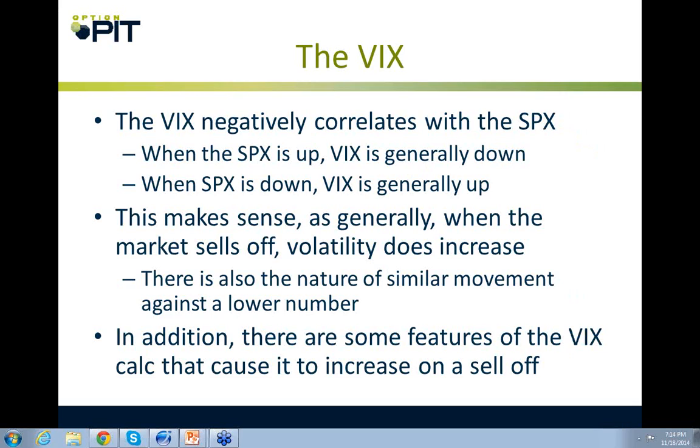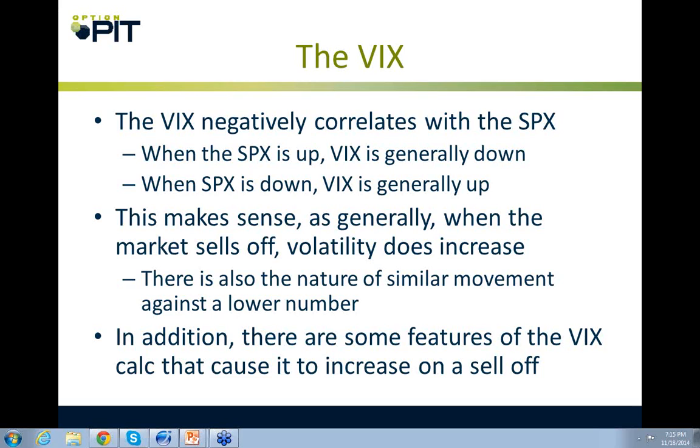On top of that, there's the nature of similar movement against a lower number. The S&P is moving $10 a day, and it's trading 2,000. That's 0.5% a day. That would be a VIX of about 8. If the S&P is trading 1,000 and it's moving $10 a day, then it's moving 1% a day. That is a volatility of about 16.